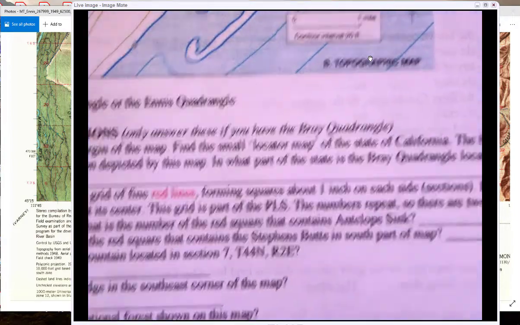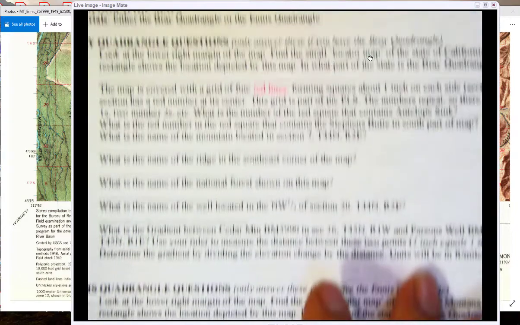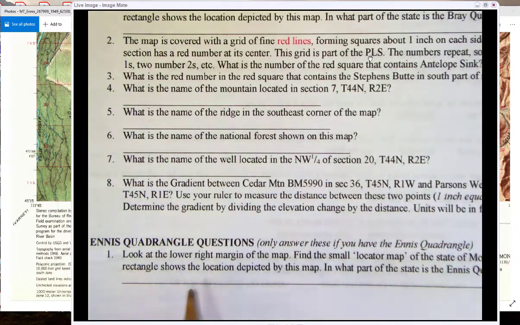So now as we look at some of the problems here, remember we're not doing the Bray quadrangle, we're doing the Ennis quadrangle down here. We're going to look at the lower right margin of the map and find the small locator map of the state of Montana. The black rectangle shows the location depicted by this map. In what part of the state is the Ennis quadrangle located?